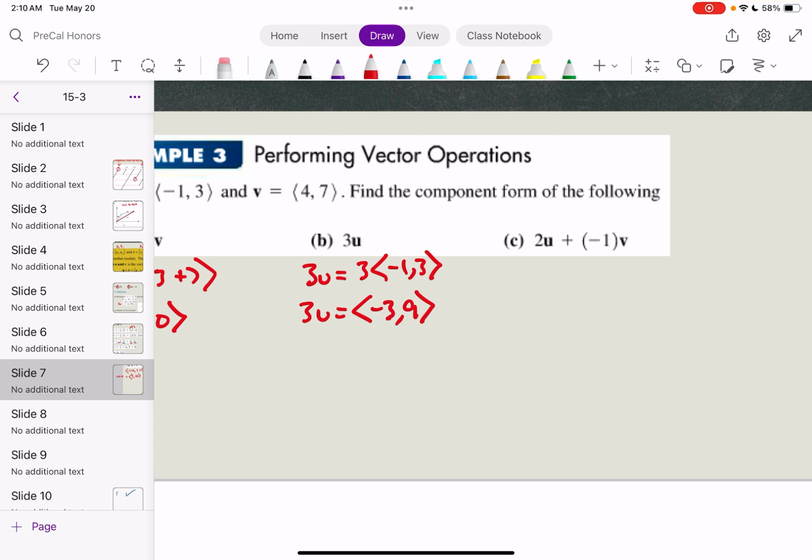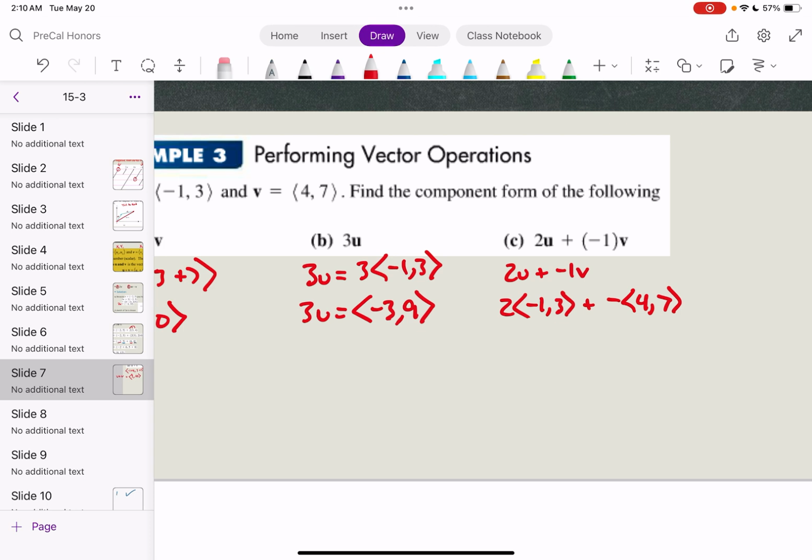Lastly, we have 2u plus -1 times v. We begin by putting our vectors into our problem. So 2 times -1, 3 plus a -4, 7.